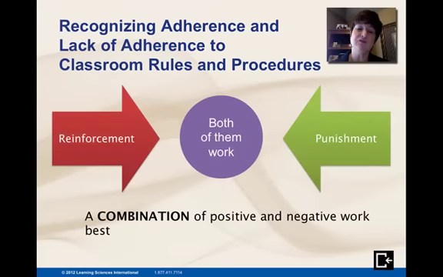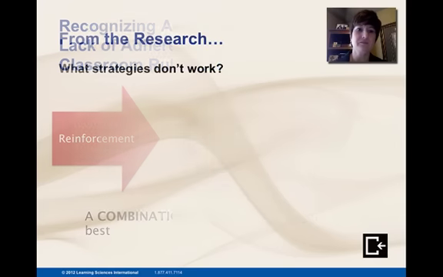So I know many of you know this naturally. What this basically says is a combination of positive and negative reinforcements work the best to keep that adherence to classroom rules and procedures. I know that word punishment is kind of harsh. We're not used to that in the Putnam City vocabulary, but that is one of those common vocabulary words that you will see from now on.